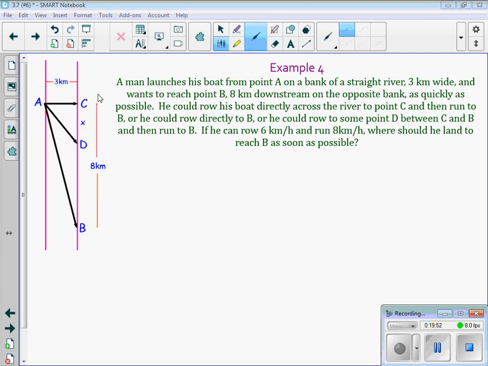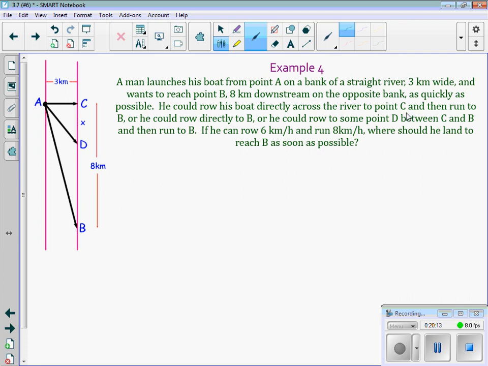Okay, so it says this guy launches his boat. He's starting here at A, and it's straight across the river that's 3 kilometers wide. So the distance from here to here is 3. And he can launch his boat anywhere. Obviously, he's not going to want to launch it backwards here because that's going to increase your time.